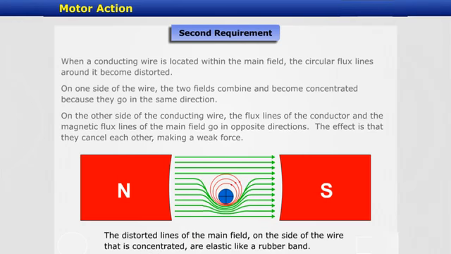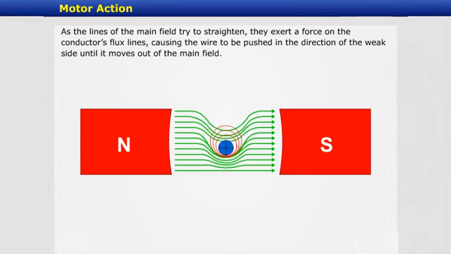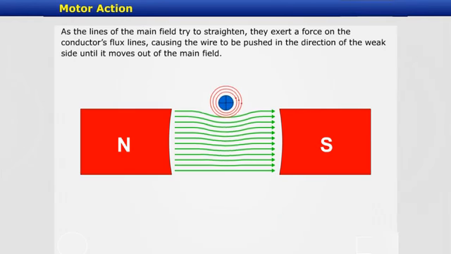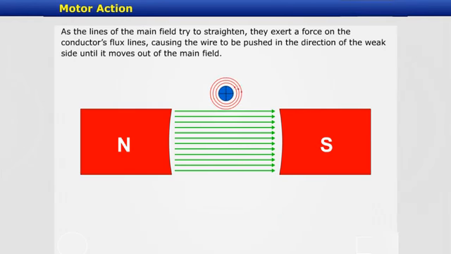The distorted lines of the main field, on the side of the wire that is concentrated, are elastic like a rubber band. As the lines of the main field try to straighten, they exert a force on the conductor's flux lines, causing the wire to be pushed in the direction of the weak side until it moves out of the main field.